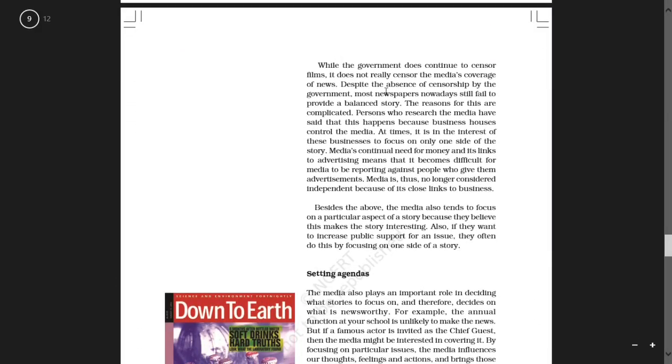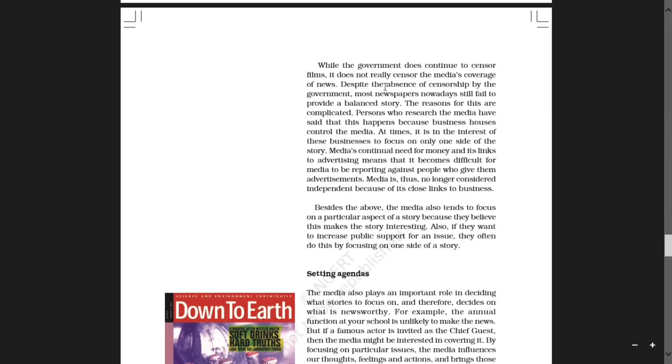While the government does continue to censor films, it does not really censor the media's coverage of news. So at the time, the government does continue to suppress films, it does not really suppress the media's coverage of news.